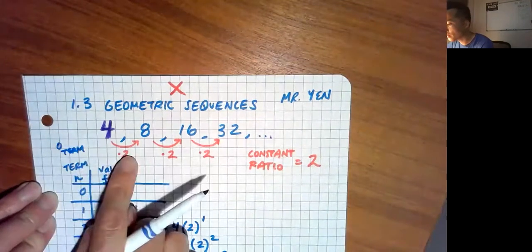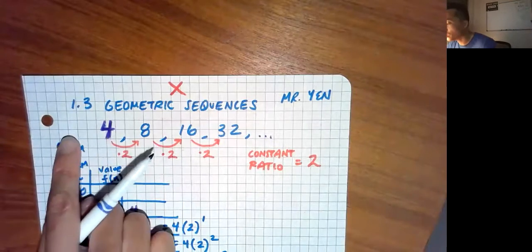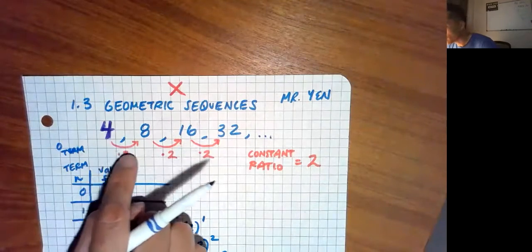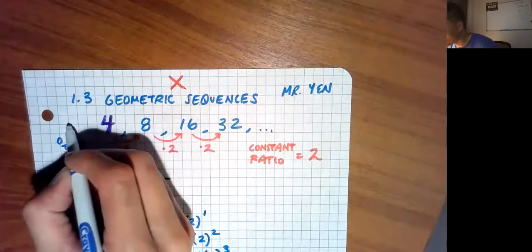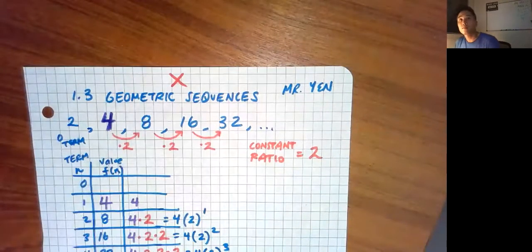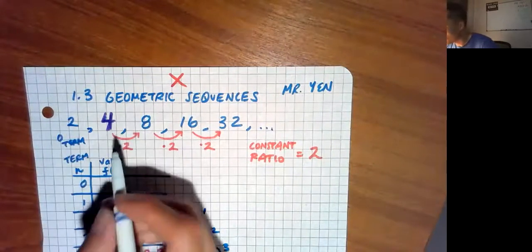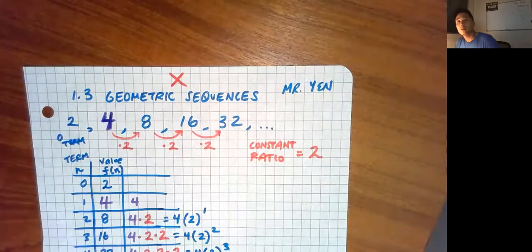Well, based on the pattern, we know that we're multiplying by 2 every time. So I can think to myself, what number times 2 is equal to 4? Well, I can also work backwards. 4 divided by 2 is equal to 2. So if we go to the 0 term, we know that that's 2. I'm going to fill that in here. And we can use that information.